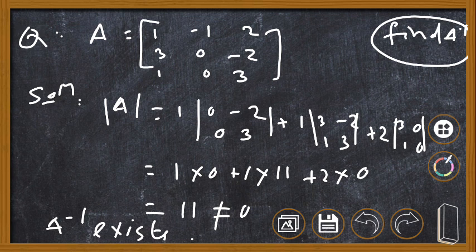Now let us find the minors of this matrix first. For the adjoint, I have to proceed from there. Let me write our A in this corner. Our A is equal to, the elements are 1, minus 1, 2, then 3, 0, minus 2 and 1, 0 and 3.